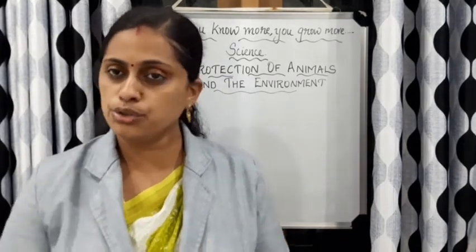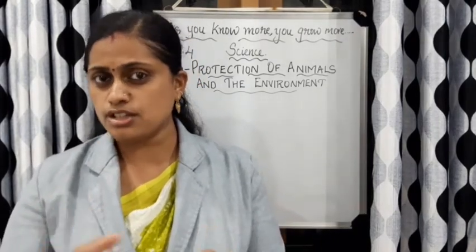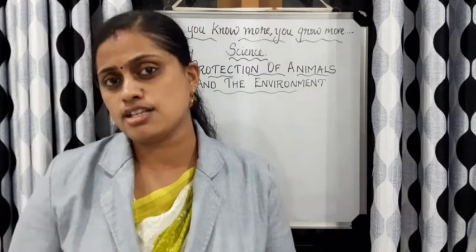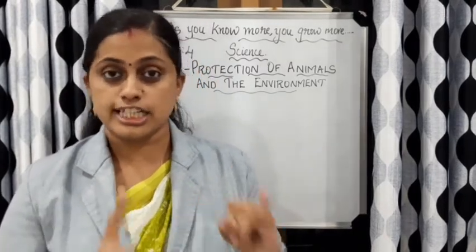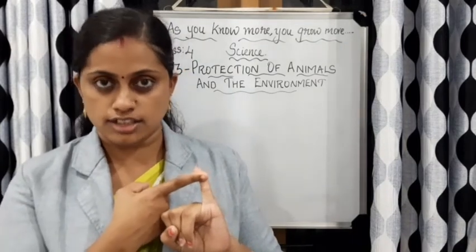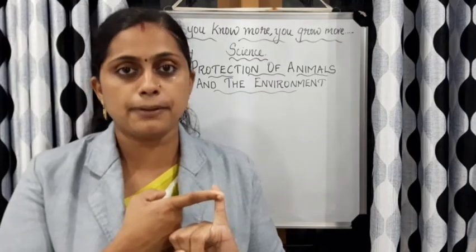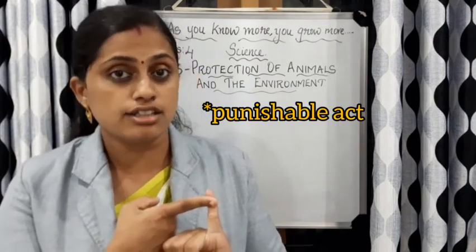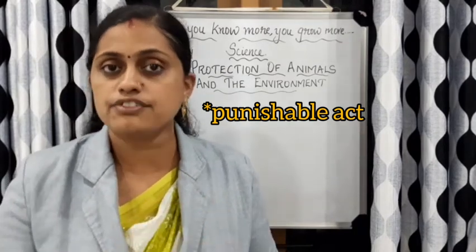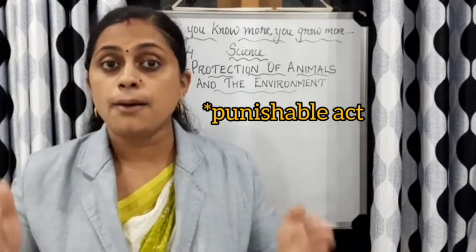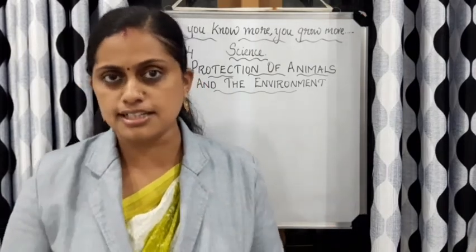So children, you know, our government has taken various steps to stop this, to protect these animals. Do you know what they are? There are various steps. First one, it is a punishable act. That is, if any person is hunting any animals, they will be punished. You have seen those in newspapers nowadays, isn't it? Hunting of the tigers, hunting of the elephants, etc. are punishable. Those people will get punishment, isn't it?